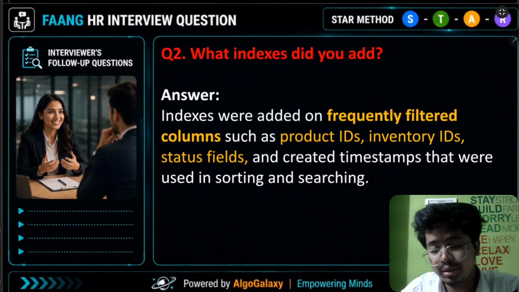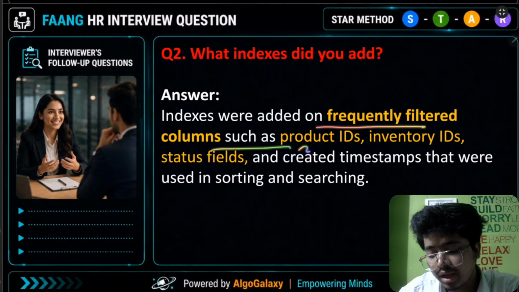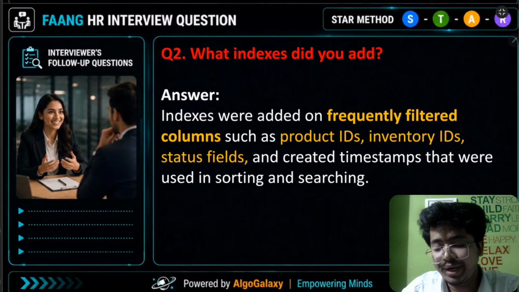Now for the second question, the recruiter can ask what indexes did you add? You will answer like this: indexes were added on frequently filtered columns such as product IDs, inventory IDs, startup fields, and created timestamps that were used in sorting and searching.